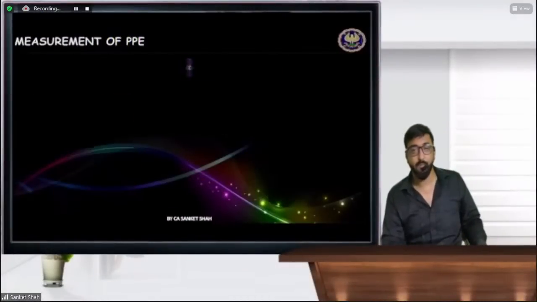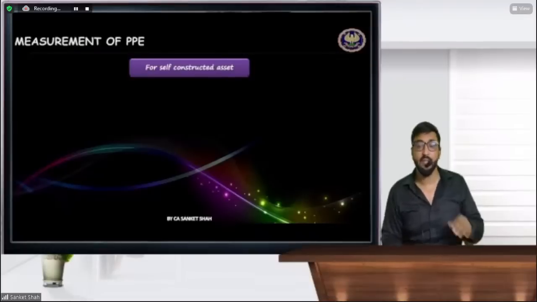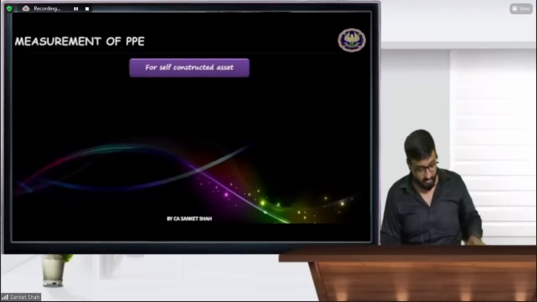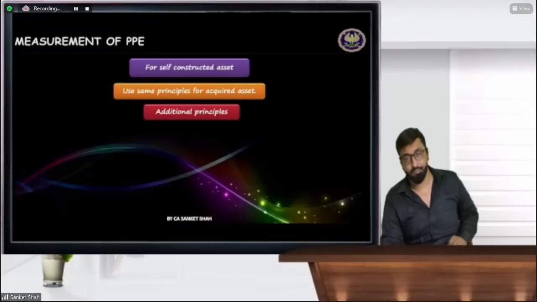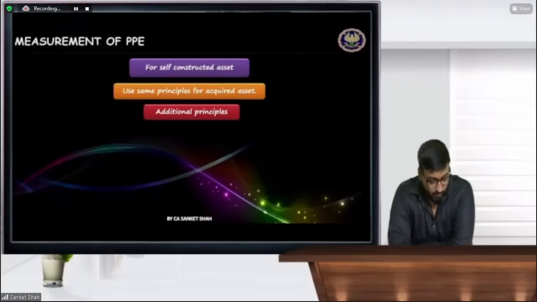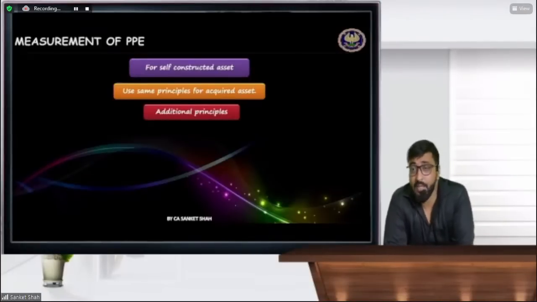Next one, self-constructed asset. Same principles. For example, suppose you are buying an asset, the same principles apply in case of a self-constructed asset.